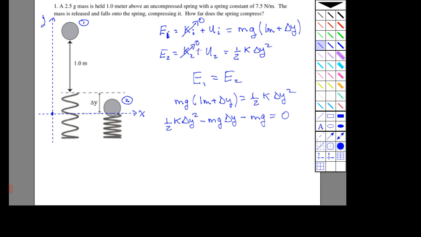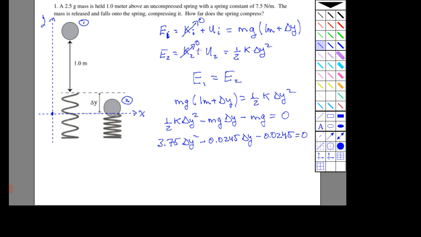So when we plug in our numbers, we end up with the following coefficients in our quadratic. We should get 3.75 delta y squared minus 0.0245 delta y minus 0.0245, and that should sum to 0. Well, we're looking for solutions for when the left-hand side is equal to 0. There's many ways we can go about solving this. Perhaps the easiest is using the quadratic equation.